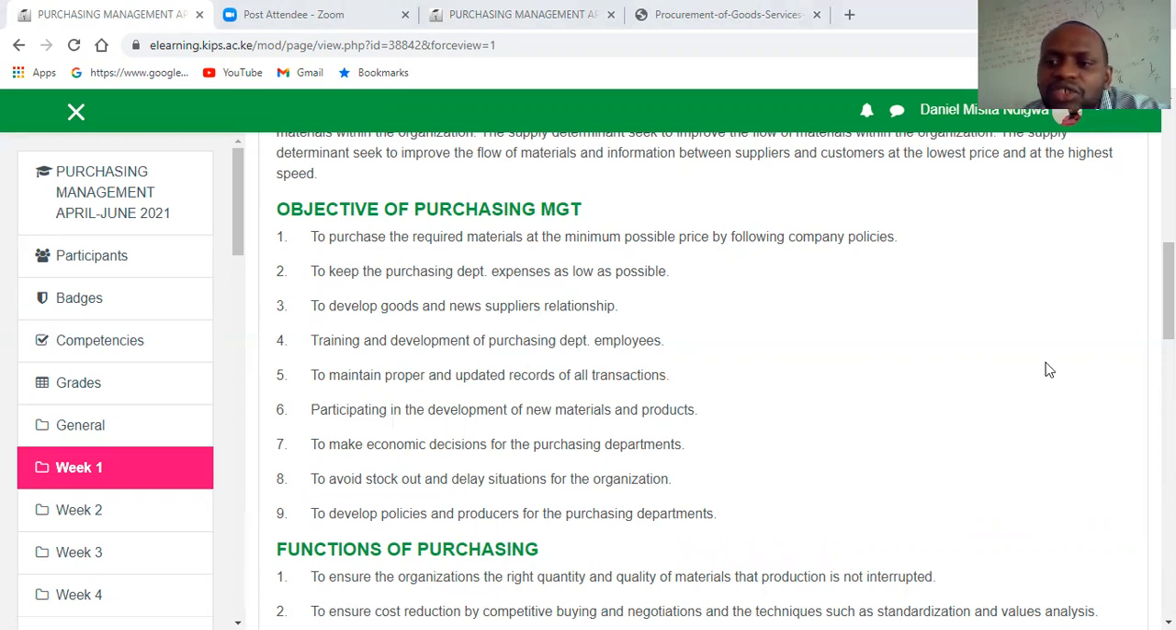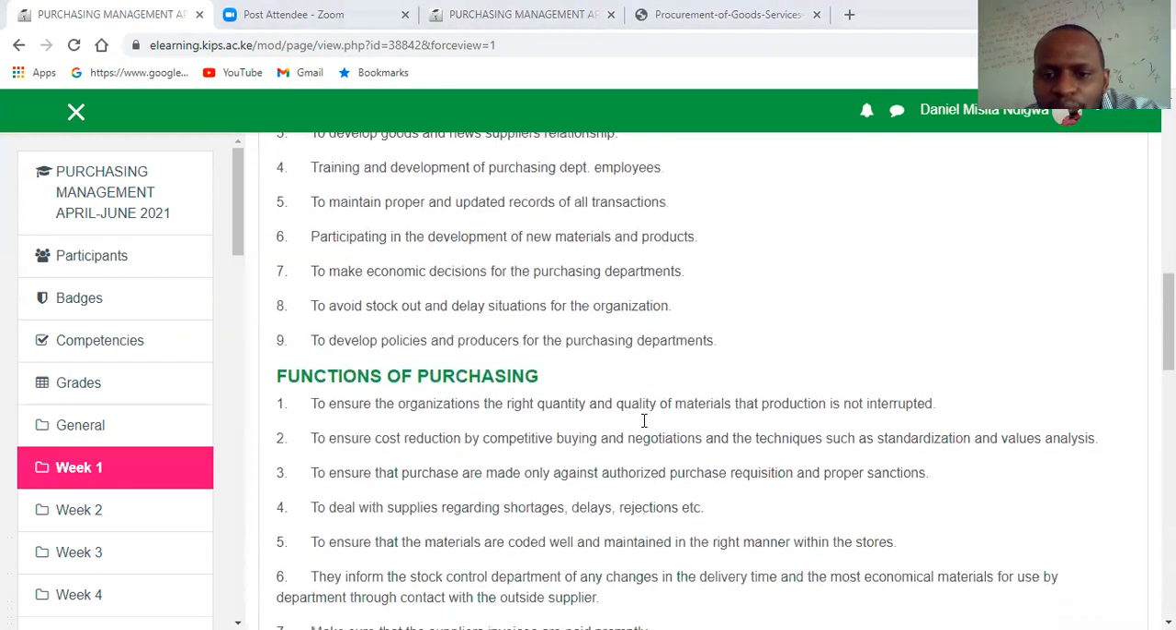Remember, we have various transactions that are normally done in any organization, and this will help you to be able to maintain an updated record of those transactions. Then participating in development of new materials and products. So you're able to come up with new materials and products within the organization. Then to make economic decisions for the purchasing department. So you'll be able to make economic decisions that are critical in the purchasing department. You shall also be able to avoid stockouts and delay situations for an organization.